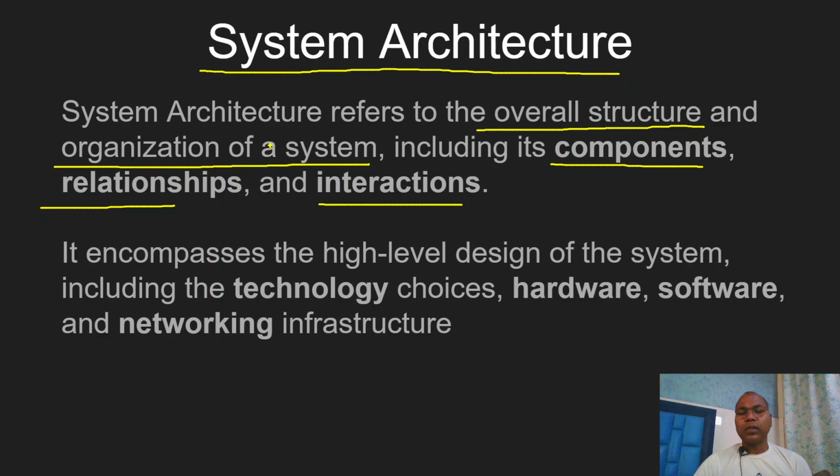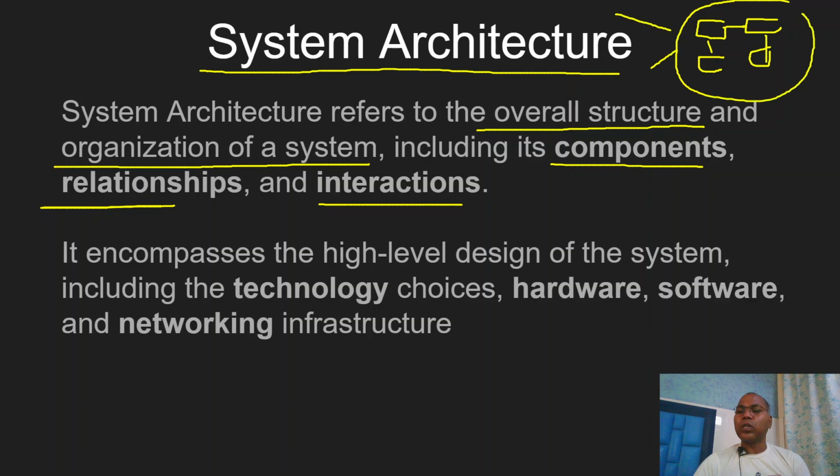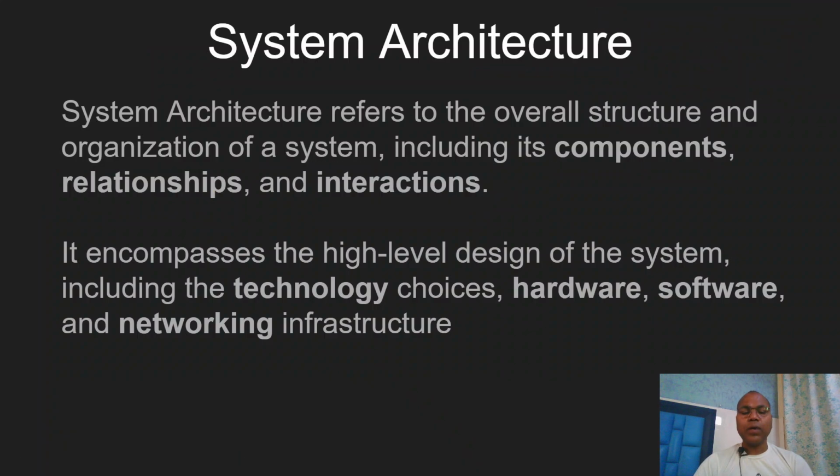So while defining your system architecture, you have to finalize all the components in this system, and also decide the relationships: how they relate to each other, how they talk and communicate with each other, and how they interact with the third-party system or third-party component. The interactions, relationships, and all the components you identified make the overall structure and organization. So system architecture simply refers to the overall structure and organization of all your components, relationships, and interactions.